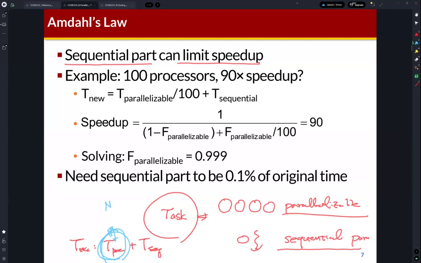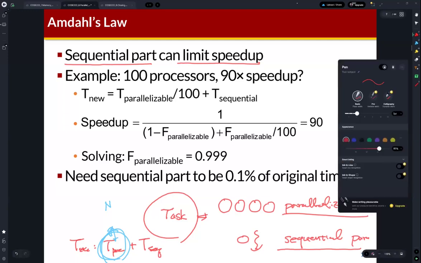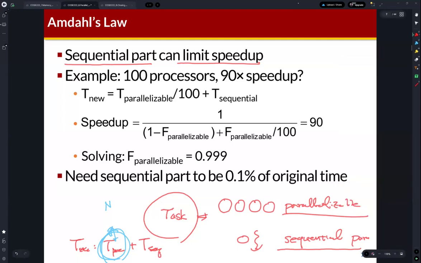T parallelizable divided by N, right? It's a very simple assumption. So we can only improve the parallelizable part. This is Amdahl's law.